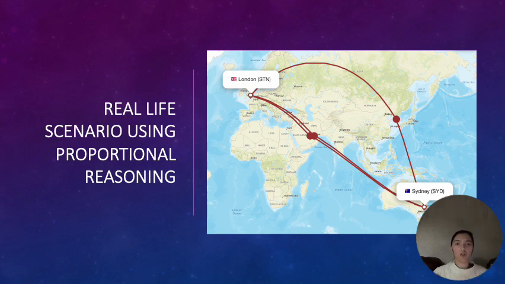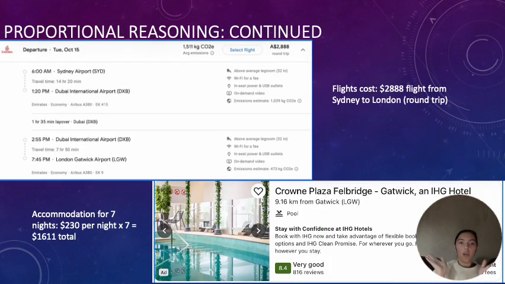Say you're planning a trip from Sydney to London for 7 days. There are many costs to take into consideration, such as flights, accommodation, food, and miscellaneous costs for activities and shopping. This requires proportional thinking. It's important to consider that the costs for flights and accommodation are fixed costs, as they are upfront costs and cannot be changed. However, you are able to use proportional reasoning to budget for the other costs such as food and miscellaneous fees. We will explore the mathematical solutions on how to do so on the next slide.